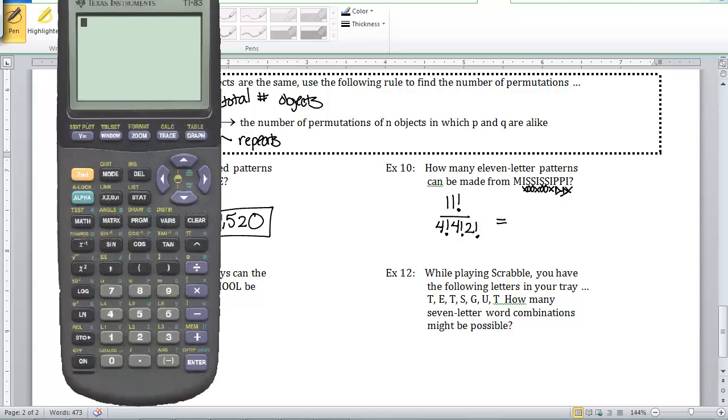So now if you calculate this out, keep in mind you probably are going to have parentheses around your denominator. So I've got to do 11, math, probability, factorial, number 4, divided by parenthesis 4 factorial, 4 factorial, 2 factorial. And this calculates out to 34,650.